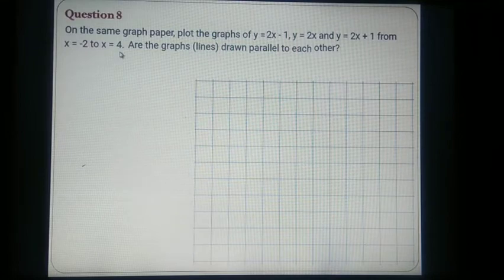Construct a table, plot the graphs, and see whether the graphs are parallel to each other or not. I am leaving this work to you as homework. So complete it and submit it to me. We'll go to the next problem.